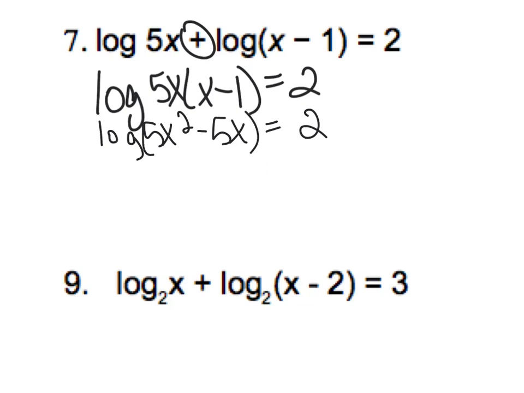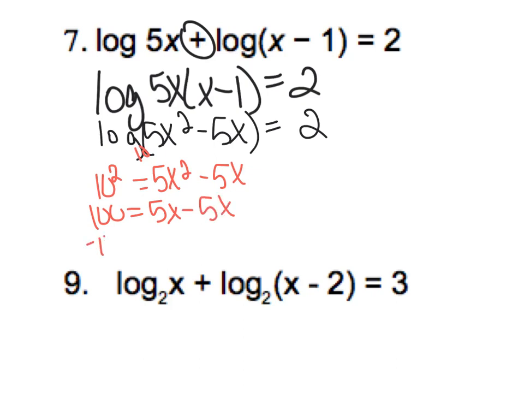Once I have it written in that form, keeping in mind if there's no base, it's a base 10, I can rewrite it as an exponent, so I'd have 10 squared equals 5x squared minus 5x. Again, it's a quadratic because it has a squared. So I'm going to go ahead and get it set equal to 0. I just did 10 squared is 100. If I subtract 100 from both sides, I get 0 equals, there should have been a squared there, 5x squared minus 5x minus 100.